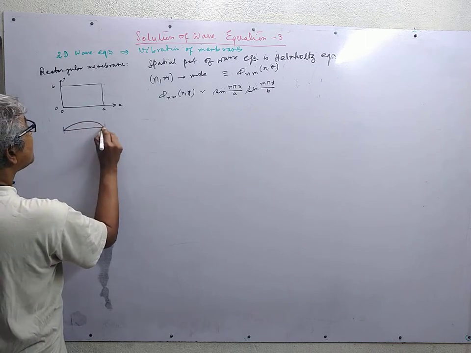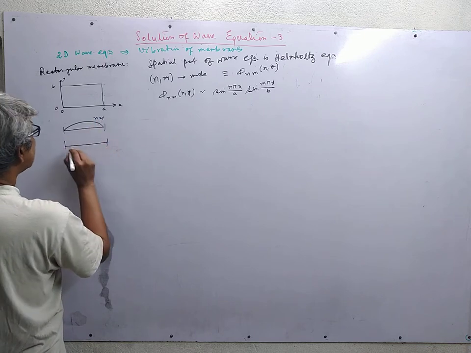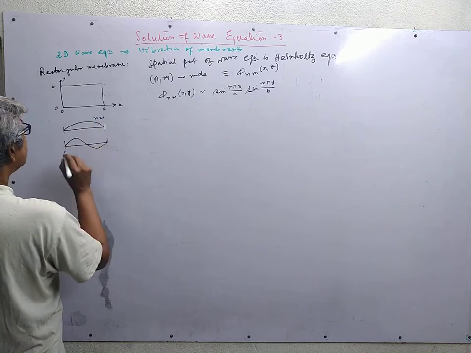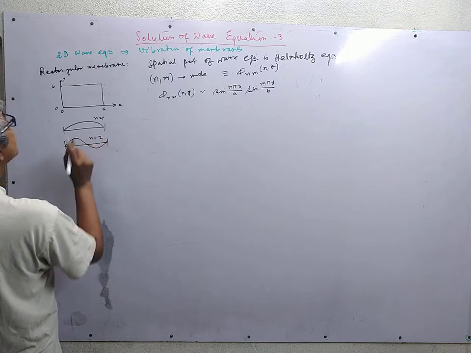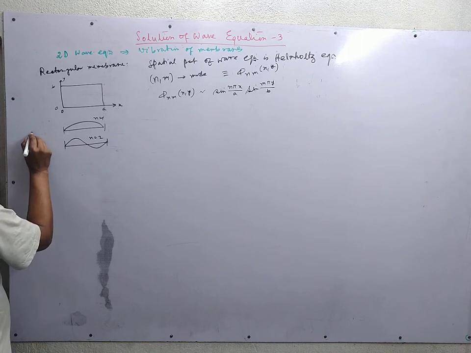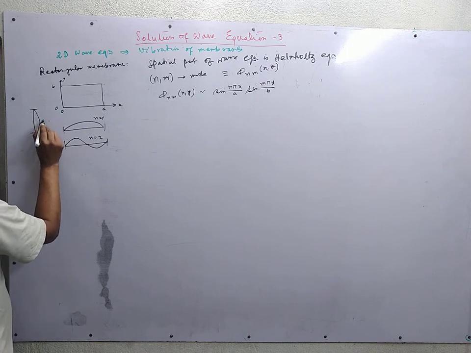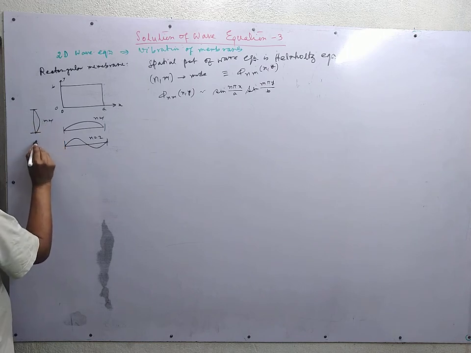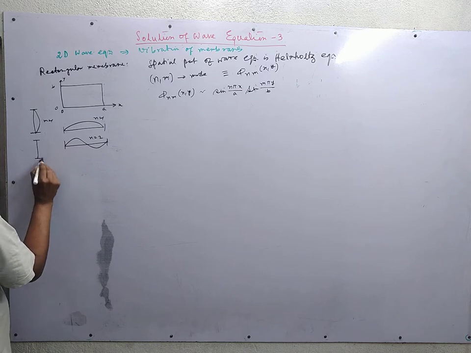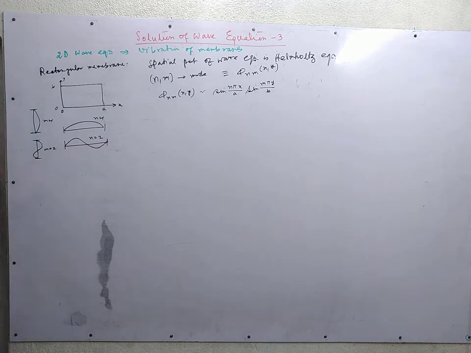For n is equal to 1, the solution is this. For n is equal to 2, the solution is like this. This is n is equal to 2. If we choose this direction, this is m is equal to 1, this is m is equal to 2 in y direction.